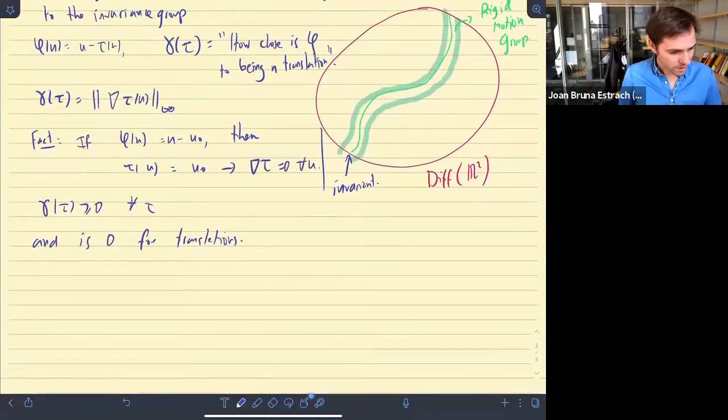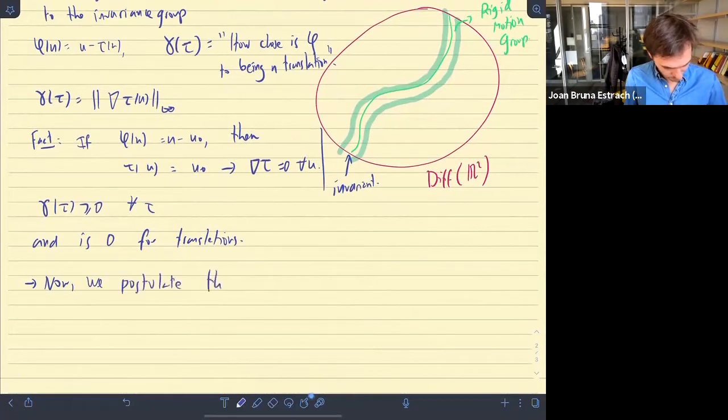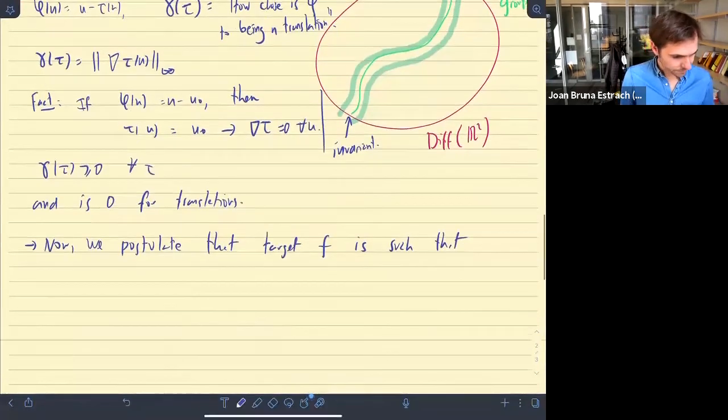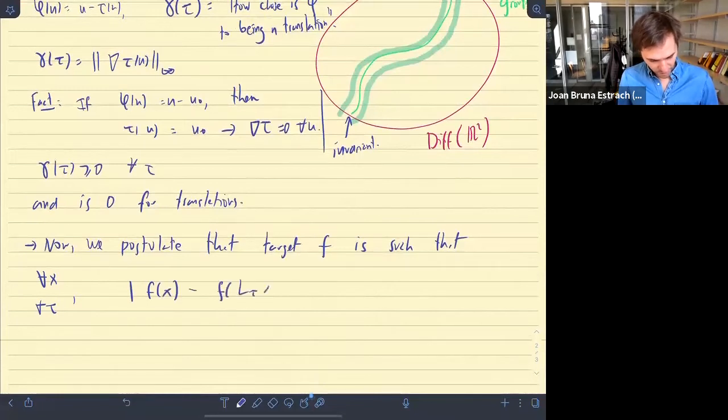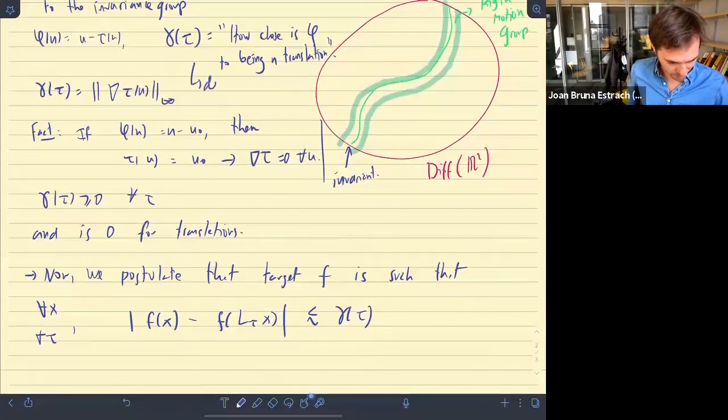So now we can ask the question. We postulate that the target f is such that for all x and for all tau, f of x minus f of the deformation of x, the distance between these two images, is of the order of the deformation cost. We can call it the deformation cost.